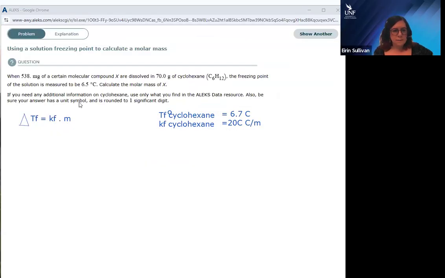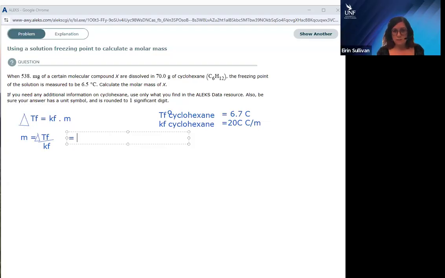All right, so let's get back to our question. We've got the things we need, so we can rearrange and solve for our molality. So our molality is going to be our delta Tf divided by our Kf, and that is going to give me my molality, which is in moles per kilogram. And I have my kilograms of solvent, so I can then use that to work out how many moles of solute I have.